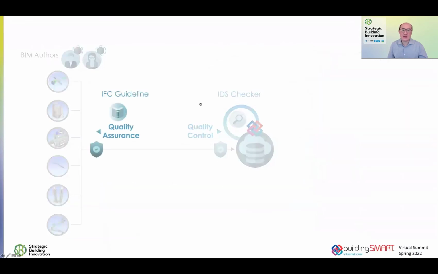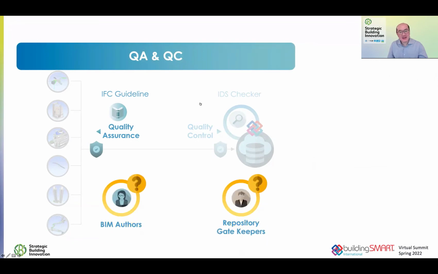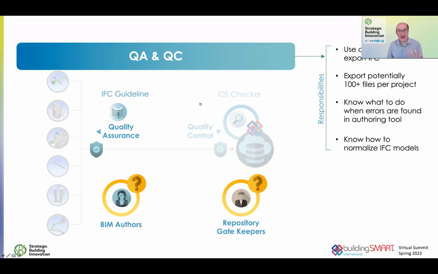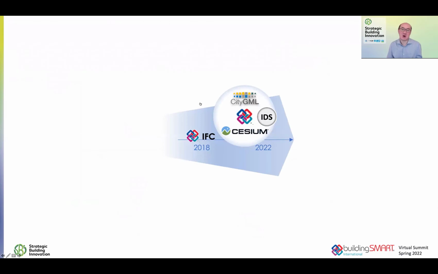So in a nutshell, we want to focus on quality assurance and quality control. It's a matter of empowering both the repository gatekeepers to be able to run IDS checks and also supporting the BIM authors, empowering them as well with good IFC guidelines that have the schema and the IDS in mind. Sure, there are still a lot of responsibilities that we need to work with, and this is an active project that is work in progress. We look forward to sharing back with the buildingSMART community as the project unfolds and look forward to teaming up together.